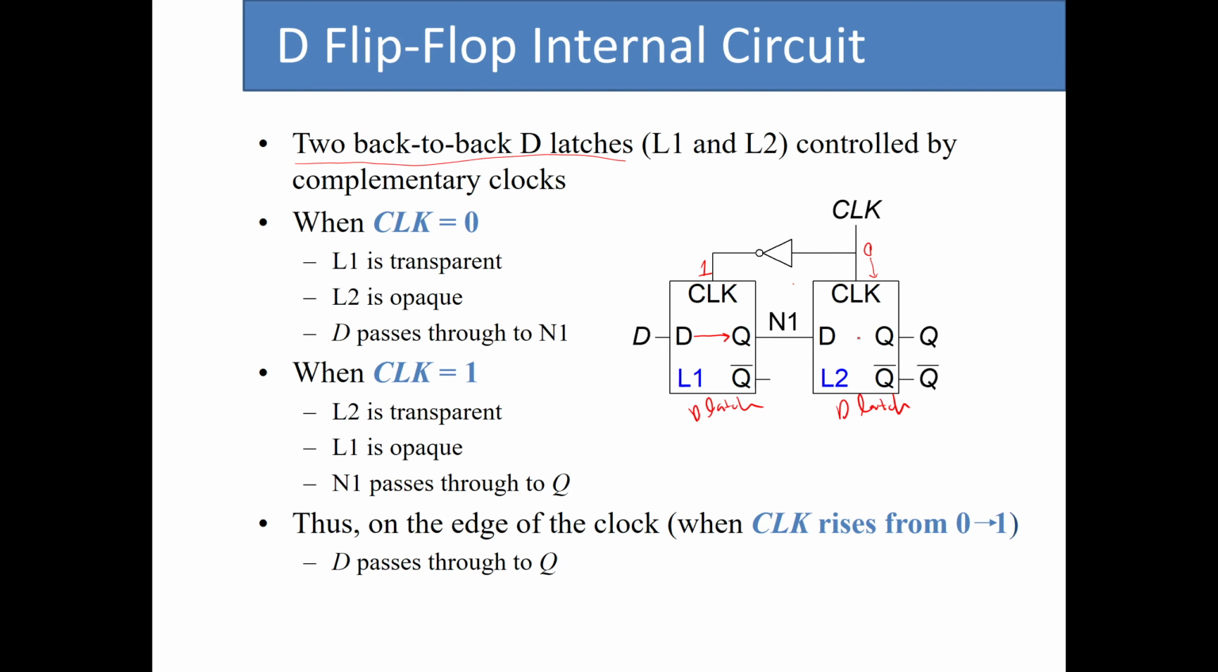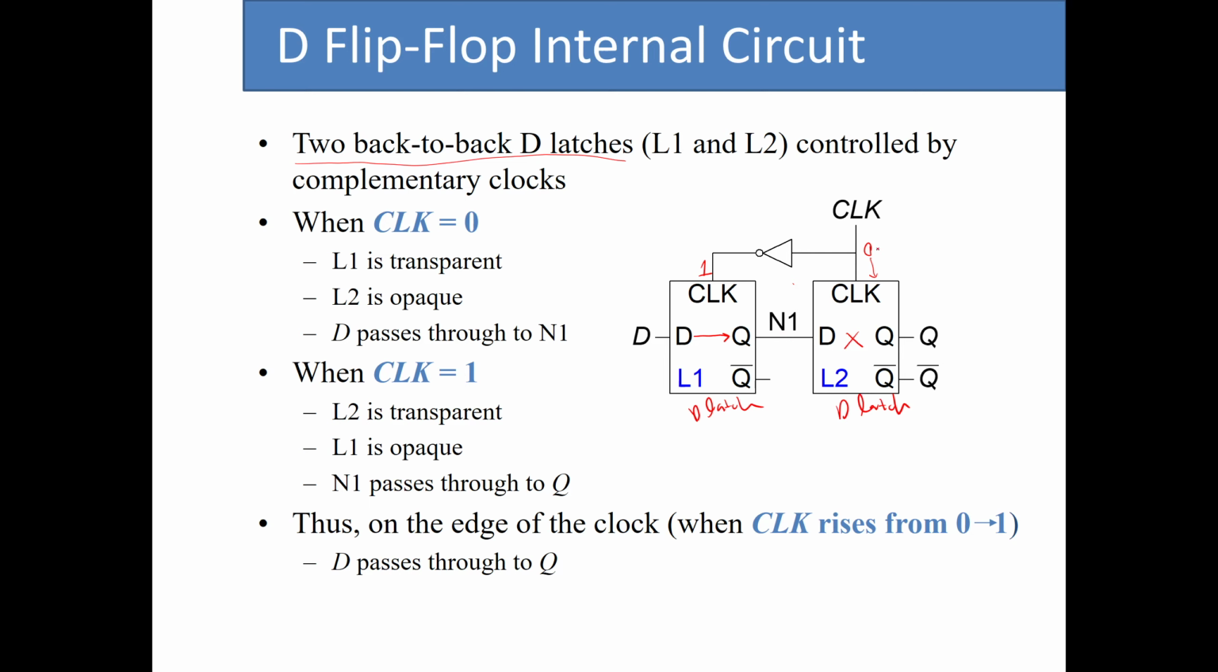But on the other hand, L2 is opaque to the changes of D. So that means that whatever change we have in the value for Q won't be reflected in the output. Whatever change we have in the input D of L2 won't be reflected at the output Q of L2. So that makes D pass through to this internal node N1. So whatever value we have in D will be in N1.